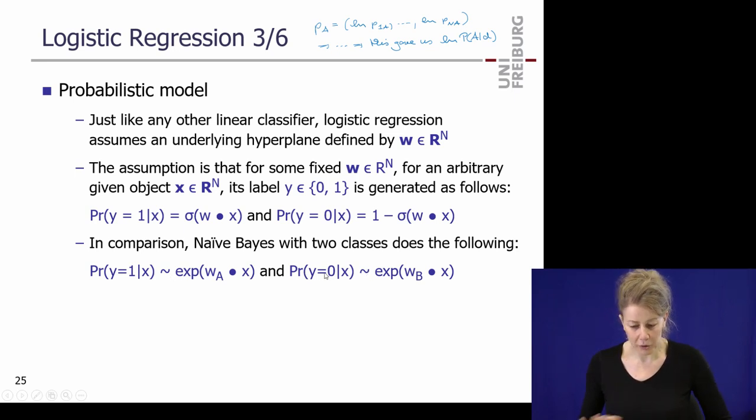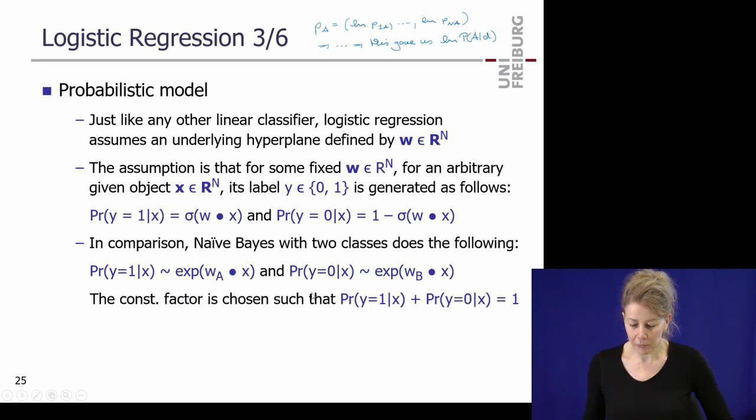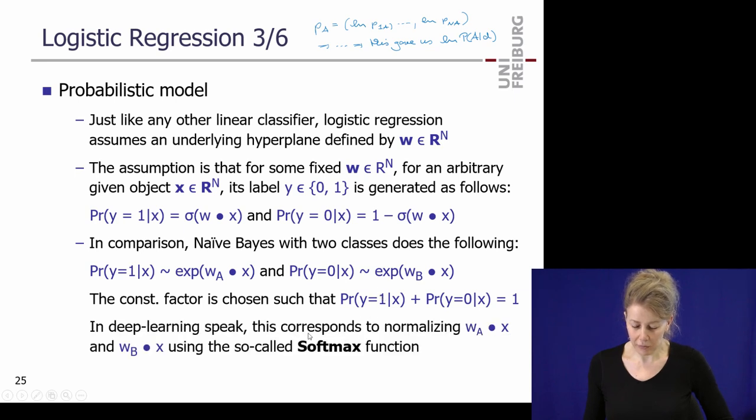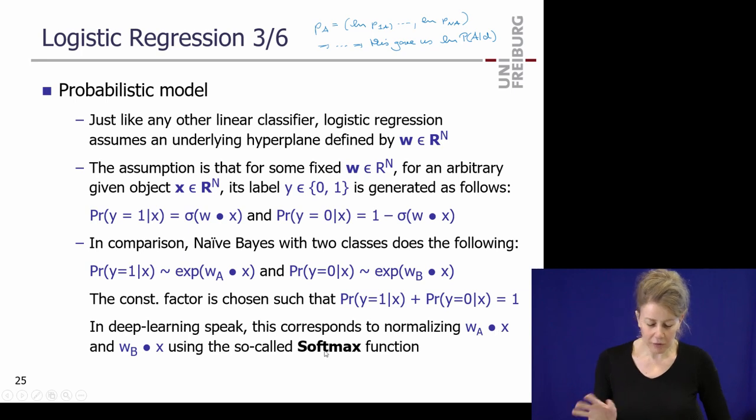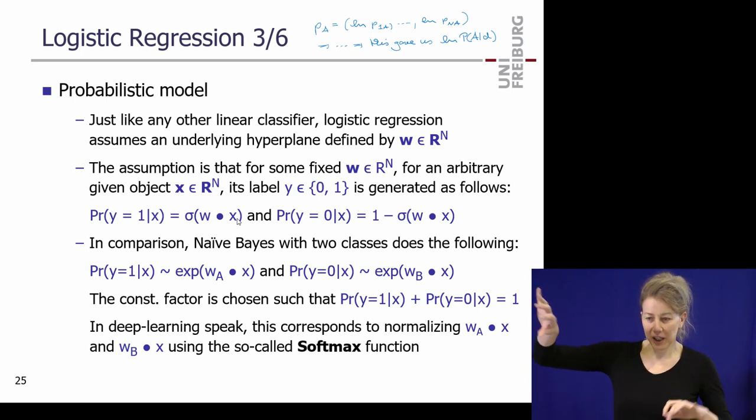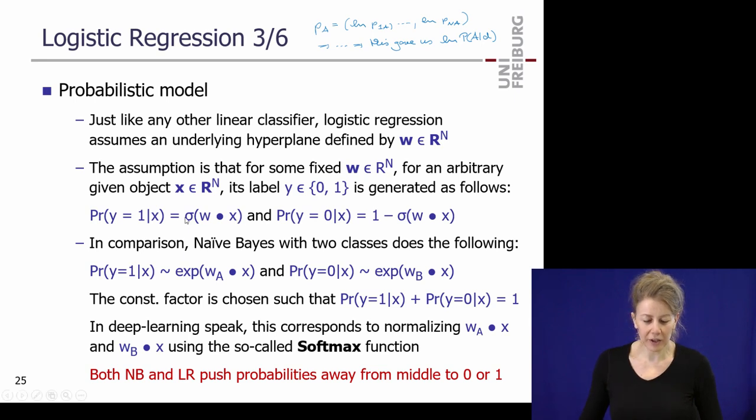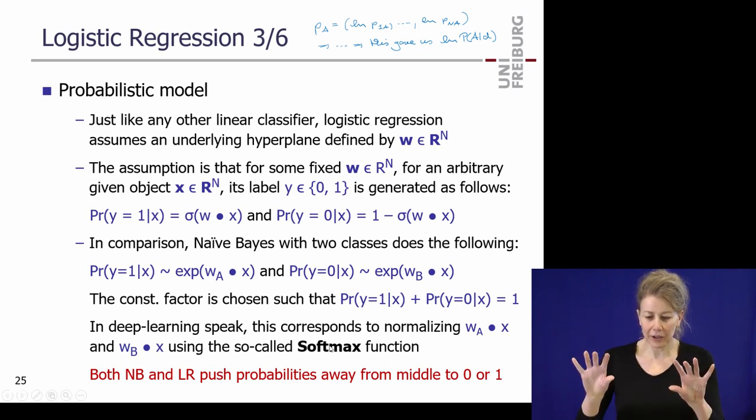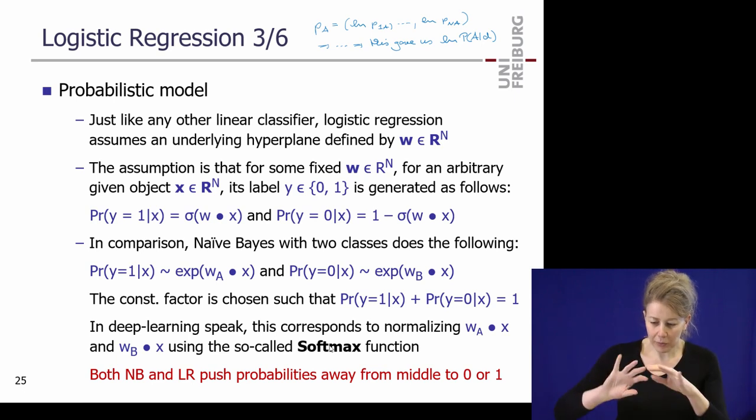If you really want the probabilities, which we don't for naive Bayes, you need some constant factors here so that this is a probability distribution. And what's behind this is computing the softmax. I'm just mentioning this if you are familiar with some deep learning speak and how this is related. But what's interesting is that both have the property of pushing things away from the middle towards 0 or 1. The sigmoid does this: if the input is very negative, it will be pushed to 0, positive to 1, and the exponential function also does this. Small differences will be pushed apart very quickly. That's also what the softmax does. If you have two values, softmax doesn't strictly pick the larger one, but it pushes the larger one to 1 and the smaller one to 0.